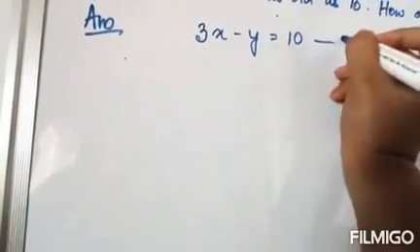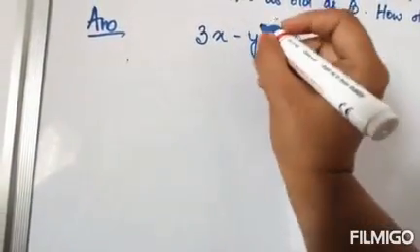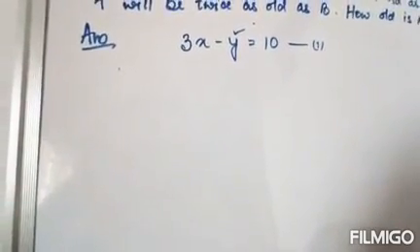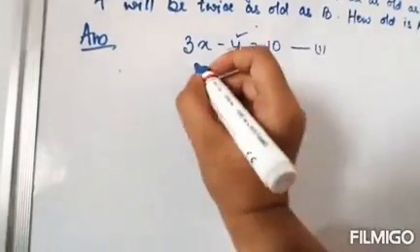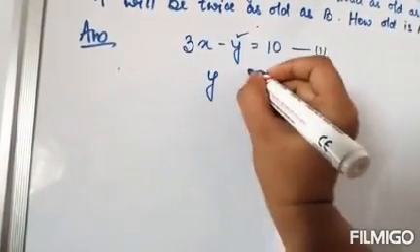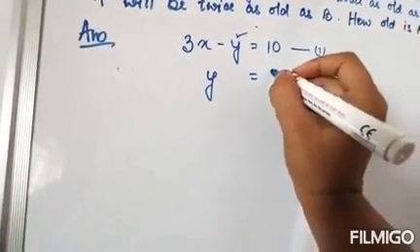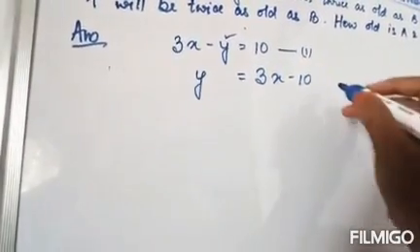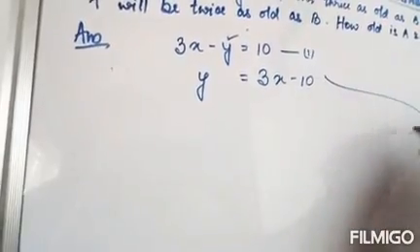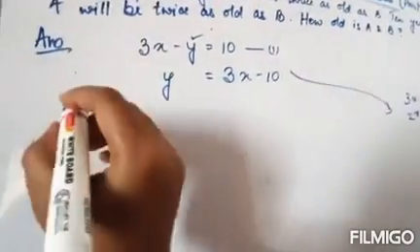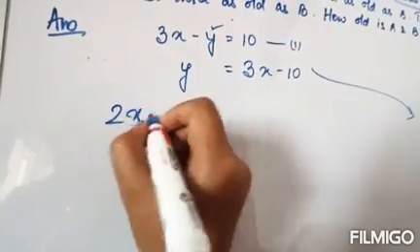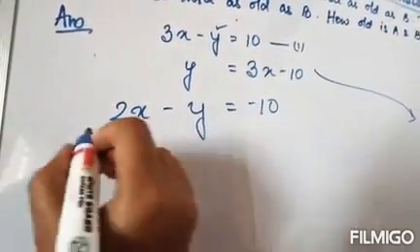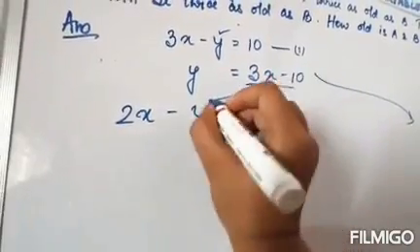Okay, this is my first equation and I am making y the subject of the formula. So y will be equal to 3x minus 10. Now this value I am going to substitute in the second equation. What is my second equation? 2x minus y is equal to minus 10. Now instead of y I will be writing this.